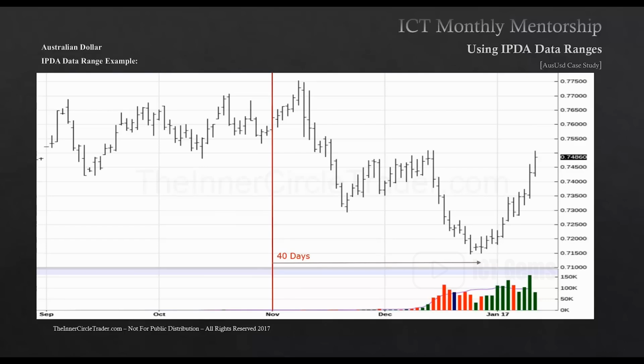It's a mid-figure level, and it's happening at a time when inside of 40 days, the IPDA data range is going to be looking to do something. It has to do something. Every 3 months, price is going to be pushed around. It's going to be drawn to a level, or it's going to repel from a level. It's seeking large fund liquidity.